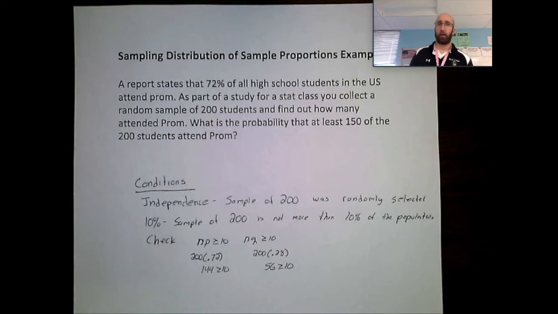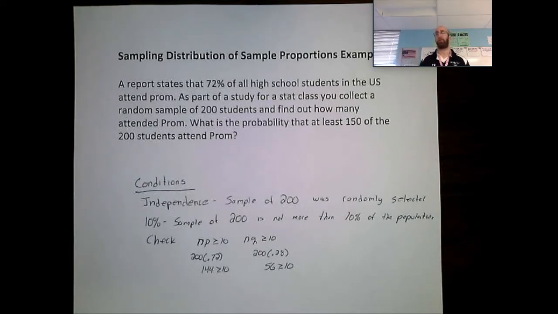In this video, we're going to take a look at sampling distribution of sample proportions, and specifically an example here. So let's read through this problem. A report states that 72% of all high school students in the U.S. attend prom. As part of a study for a stat class, you collect a random sample of 200 students and find out how many attended prom. What's the probability that at least 150 of the 200 students attended prom?